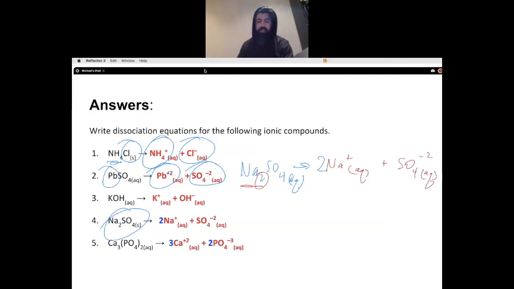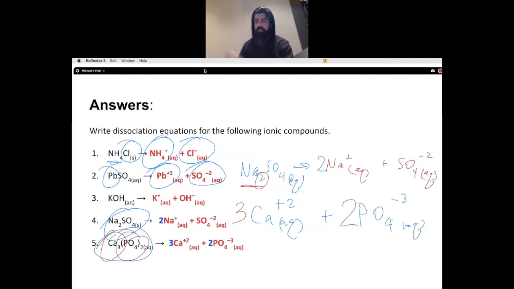Okay, if you look at this example here, we've got a calcium, we've got a phosphate, okay, but now we want to look at how many calciums do we have. We've got 3 of them. How many phosphates do we have? We have 2 of them, and there would be our balanced ionic equation.